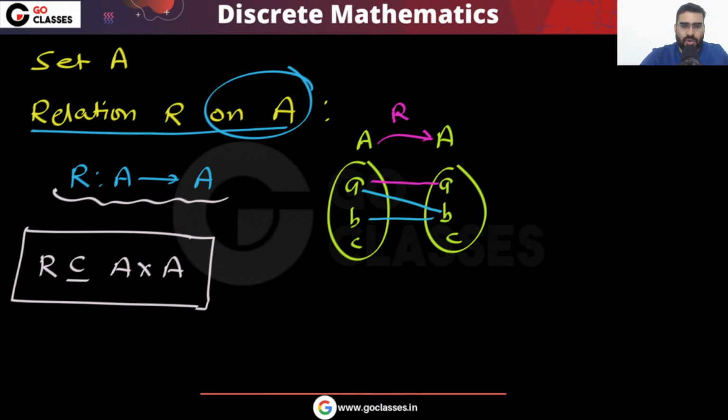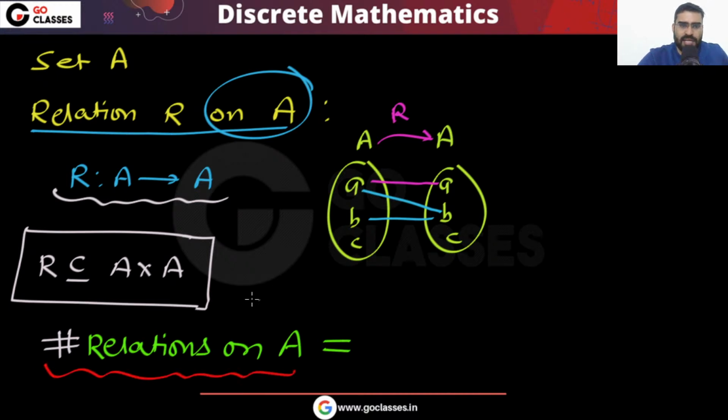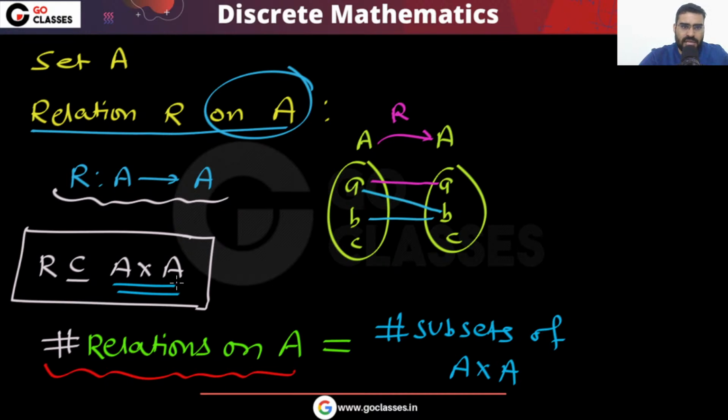So finally, what is the A cross A cardinality? We want to find how many relations there are. Very simple thing: we want to count the total number of relations on A. That will be equal to how many subsets you can create of A cross A. So that will be equal to the number of subsets of A cross A. Very simple question, because you know that every subset of A cross A will be a relation from A to A, and every relation from A to A is a subset of A cross A.